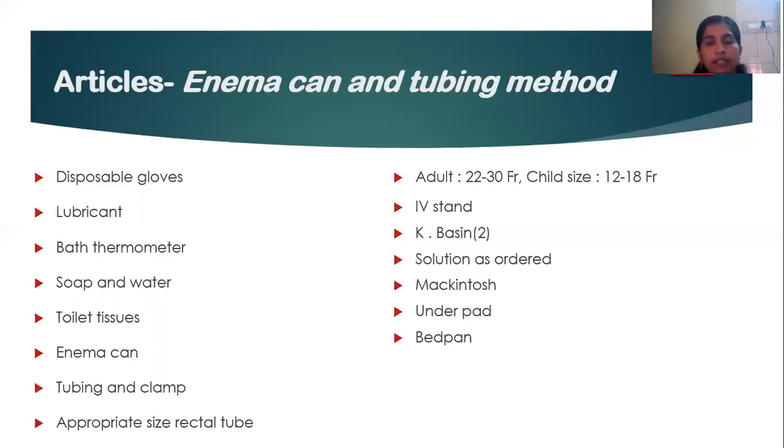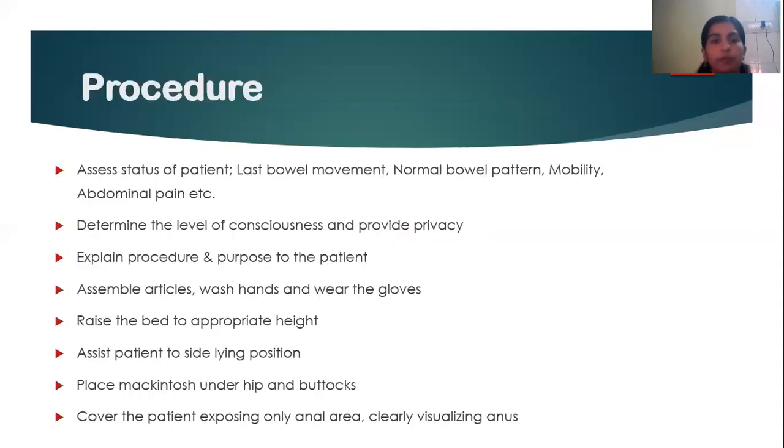That also will vary according to the size or weight of the patient and age. An IV stand is needed to hang the can. Then a K basin, a kidney shaped basin, two are needed. Then the solution as ordered. What solution is ordered by the doctor, or if any prescription is there, we should go through that, then take that solution. Macintosh, underpad and bed pad. These are all the common articles needed for the enema procedure. All these articles should be kept ready before starting the procedure. That is very important. Then we can go for the procedure.